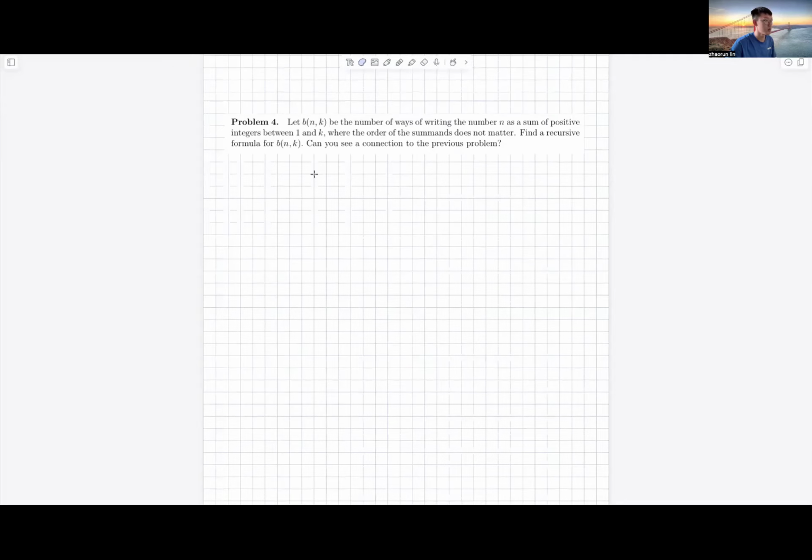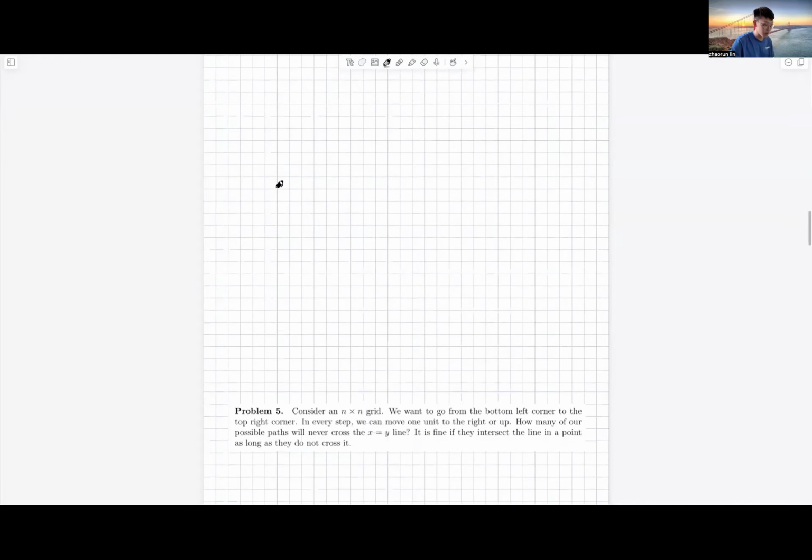Okay, so to problem 4, let B(n, k) be the number of ways of writing number n as a sum of positive integers between 1 and k. So this time we're not using k integers, but we're using the sum of positive integers at most k, since it's between 1 and k. And order does not matter, but we have to write a recursive formula.